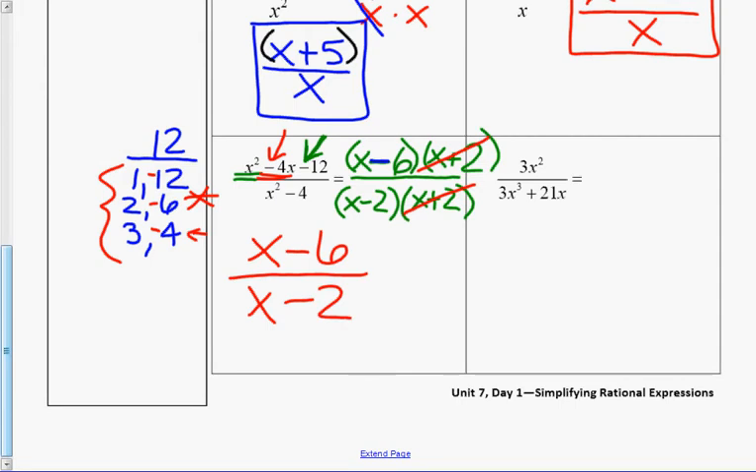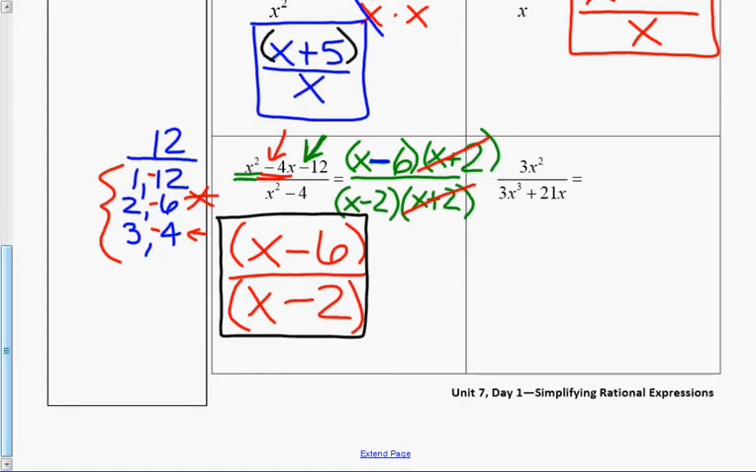And remember, we cannot simplify this at all because these are factors. So I can't cross out those x's and I cannot simplify the negative 6 and the negative 2 to 3. It has to stay as x minus 6 over x minus 2. Let's look at the next one.